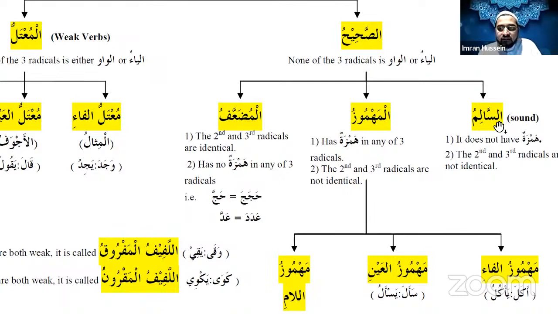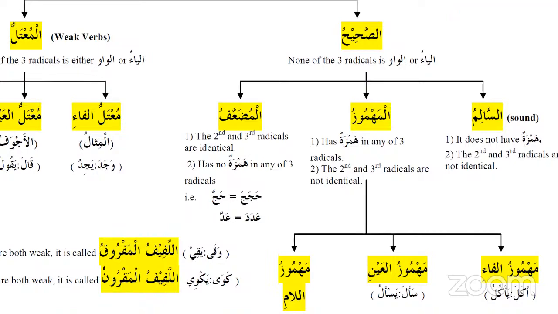The salim is an example of dharaba, kataba, nasara. There's no hamza, there's no identical letters, and there's no weak letters. Yes, doctor? Yes, got that.